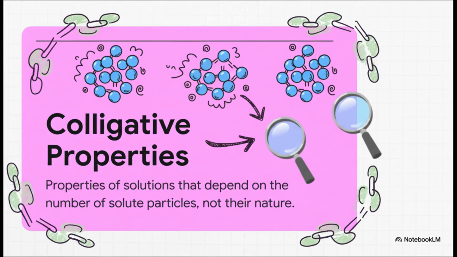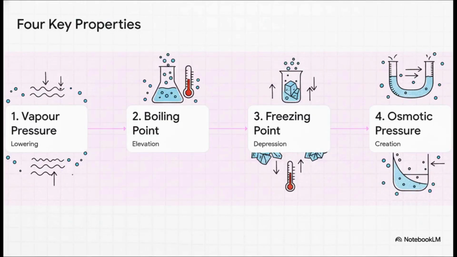The word actually comes from a Latin term that means bound together, which is perfect because all of these properties are tied together by that one single factor: the concentration of solute particles. And there are 4 main ones we're going to look at. Adding stuff to a solvent lowers its vapor pressure. That in turn makes its boiling point go up and its freezing point go down. And it also creates a fascinating force called osmotic pressure.